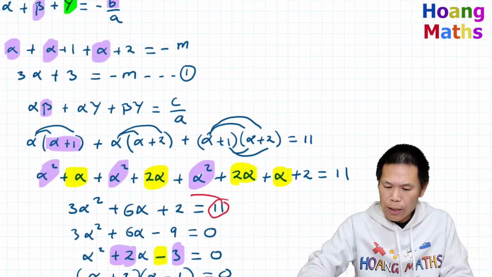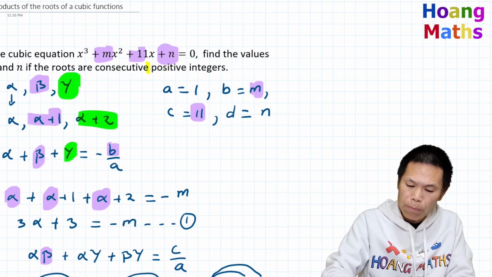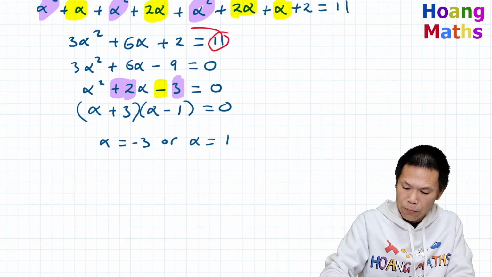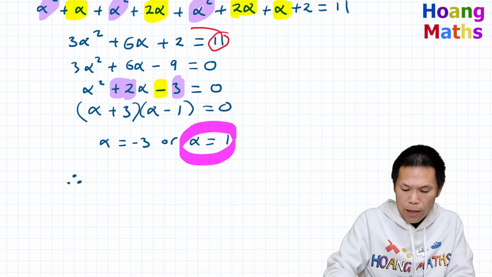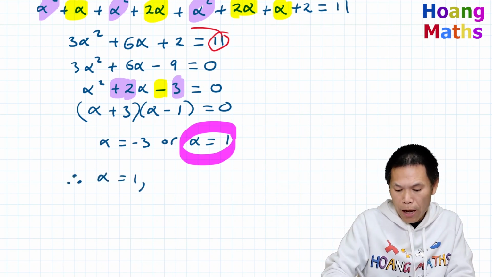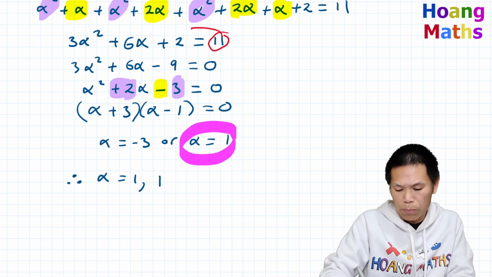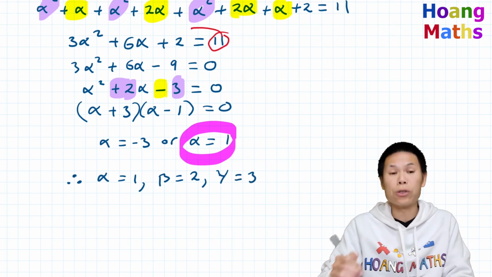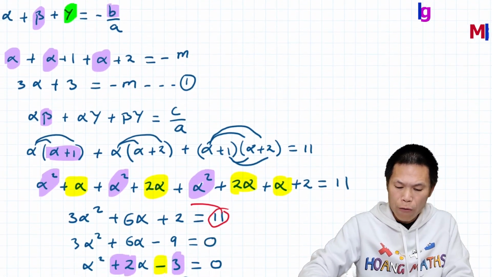There you go. So now alpha is equal to negative 3 or alpha is equal to 1. But then the question said that the roots are consecutive and positive integers. So therefore, we only have this one here. Okay, so we ignore the negative. So therefore, alpha is 1. And we know that they're consecutive, and the next root is alpha plus 1. So beta equals 1 plus 1, which is 2. And the next one, gamma, is equal to 3, because they are consecutive integers.